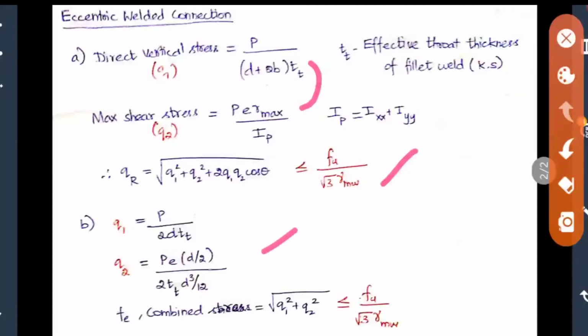When you go for the second type of connection, q1 will be equal to P/(2 D tt) and q2 will be equal to P·e·(D/2) divided by (2 tt D³/12). The combined stress will be equal to √(q1² + q2²) only. No need to go for the 2q1q2 cos θ term here. So this will be less than or equal to fu/(√3 γmw), the same thing. These are all important and very similar to each other.